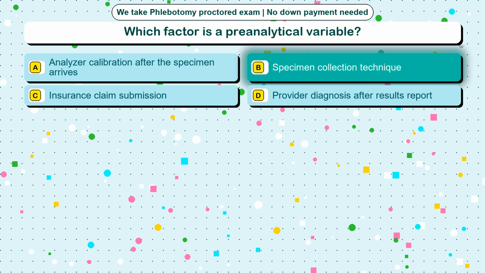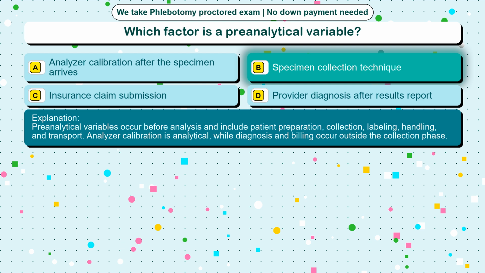The correct answer is option B. Specimen collection technique. Pre-analytical variables occur before analysis and include patient preparation, collection, labeling, handling, and transport. Analyzer calibration is analytical, while diagnosis and billing occur outside the collection phase.